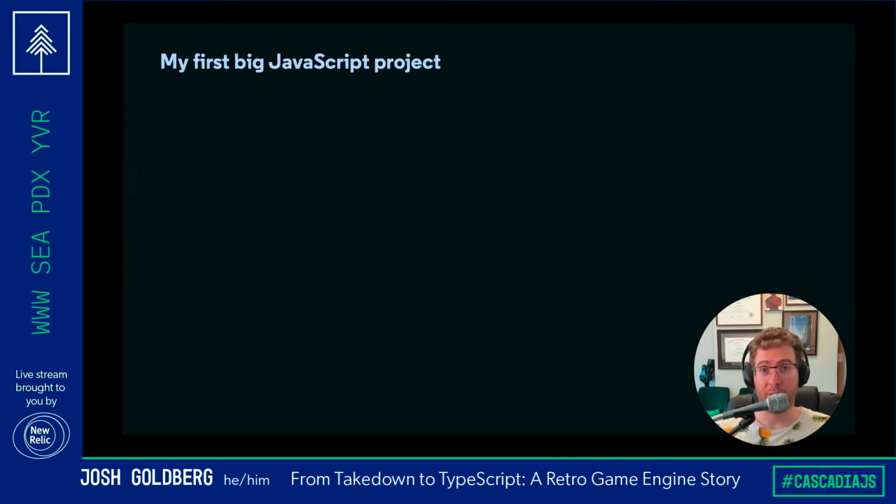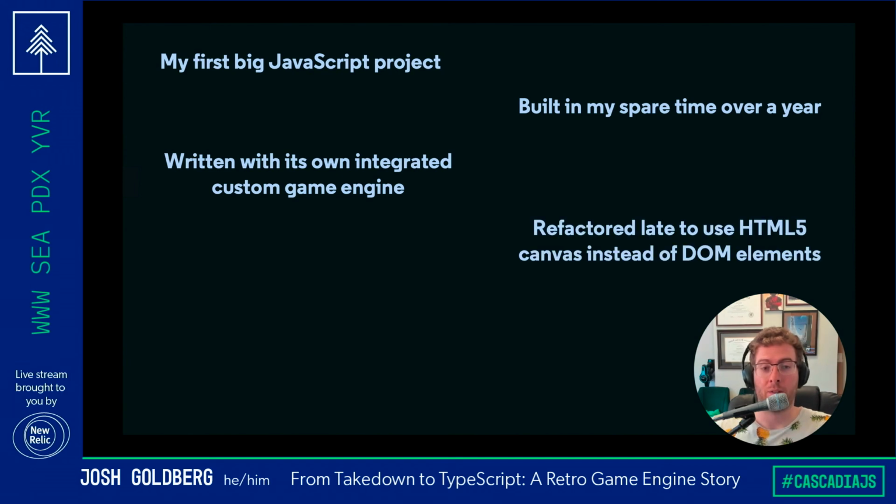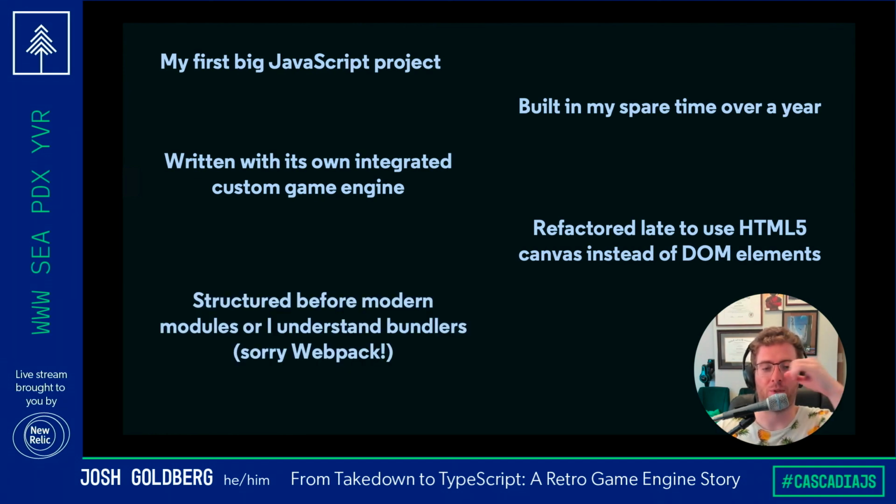A little bit of details. It was my first big JavaScript project. I had never done a big JS thing before. I built it in my spare time over a year. I decided it would be fun and educational to use a custom written integrated game engine for it instead of something popular like Phaser. Late in the game, I realized that's a terrible idea. It was very slow, and I had to refactor to use HTML5 canvas APIs instead of moving around DOM rectangles on the screen. And it was structured before modern modules, or I understood bundlers at the time, such as Browserify.